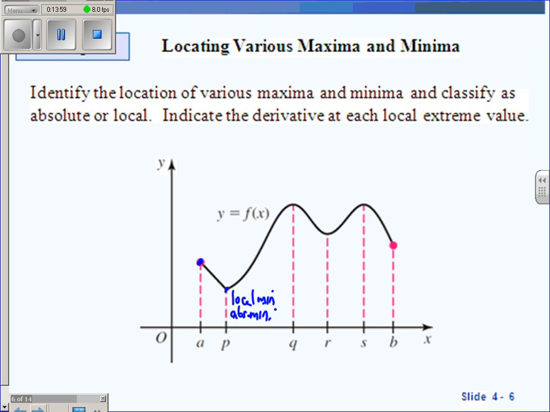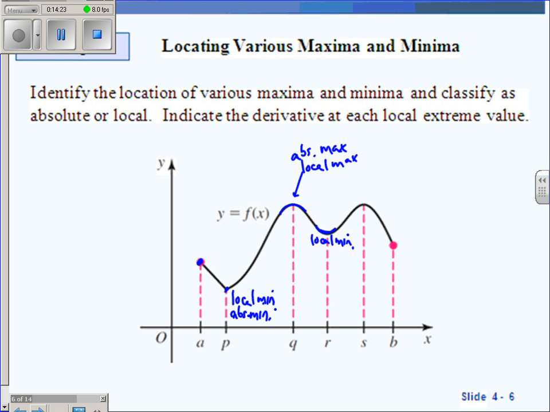Okay, this high point here, this would be an absolute maximum. It actually is the highest y value, and it's a local maximum. This point right here at x equal to r, we actually have a local minimum, but it's not the absolute minimum.